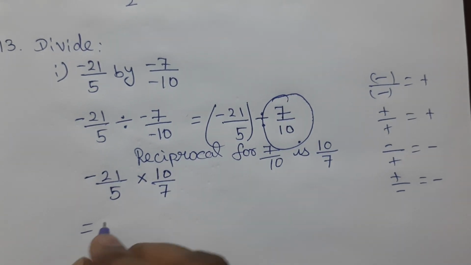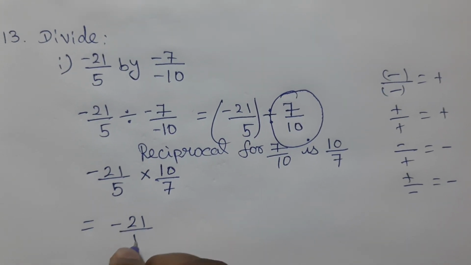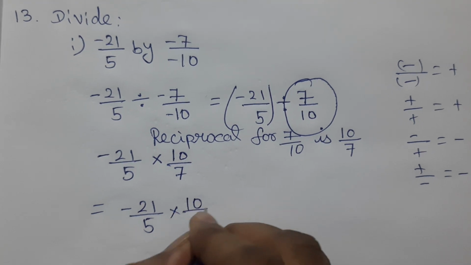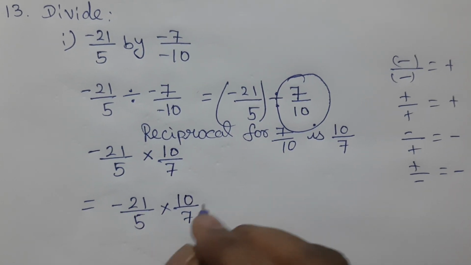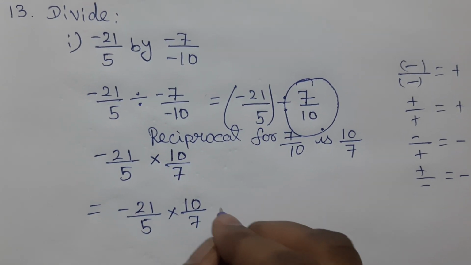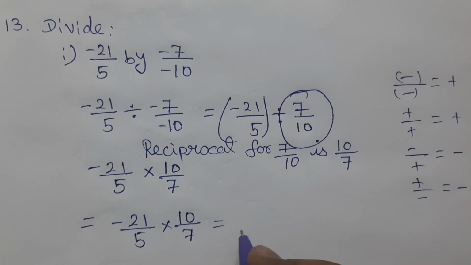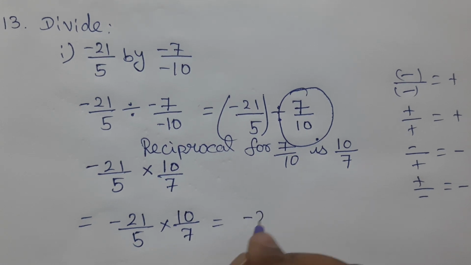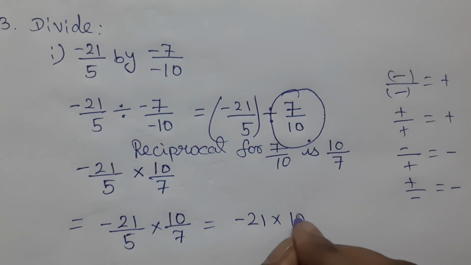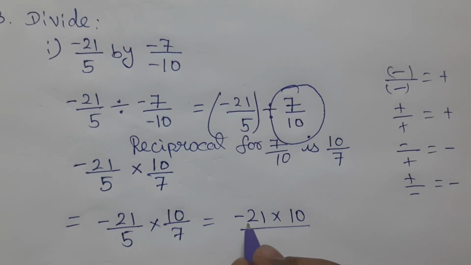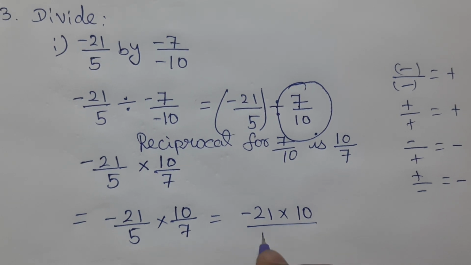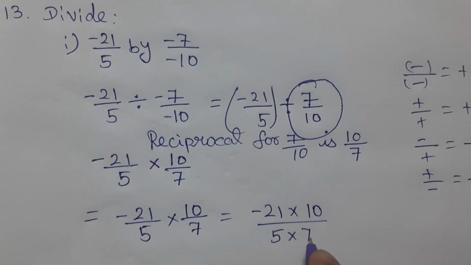So that is equal to minus 21 by 5. Now we converted this division into what? Multiplication. Now what is the rule for multiplication? Just multiply numerator by numerator and denominator by denominator. So the numerator terms are minus 21 and 10, and then the denominators are 5 into 7.